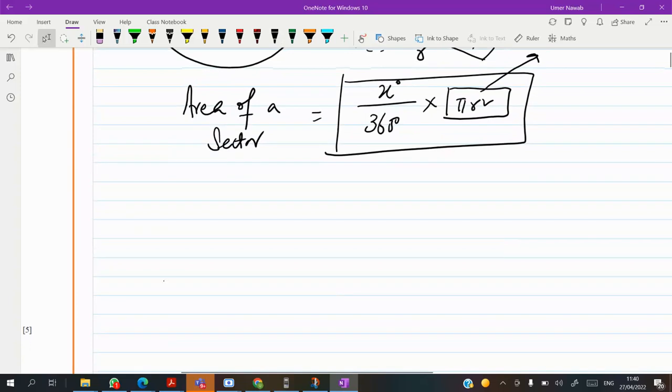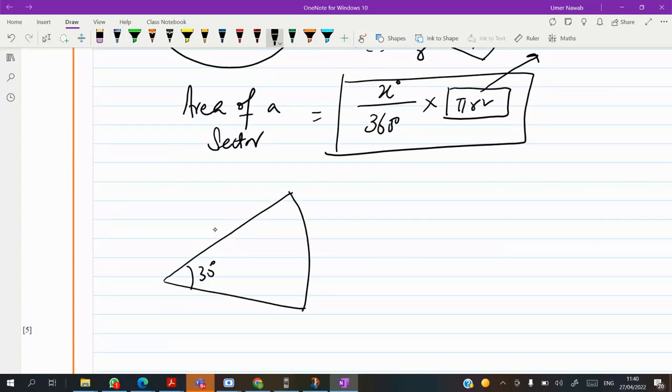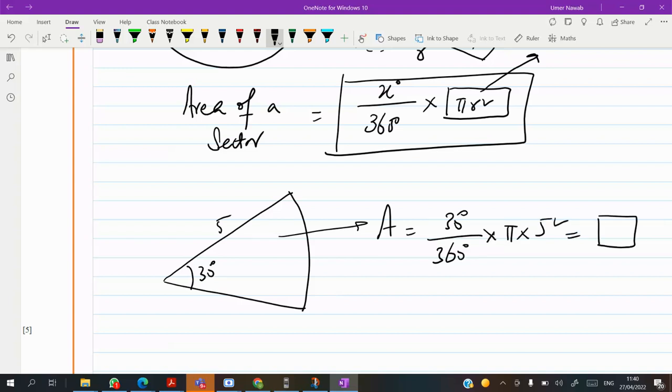So for the area of a sector, if he gives you this angle 30 degrees and the radius is 5 centimeters and I want to find the area, then the area is equal to 30 degrees divided by 360 times pi times 5 squared. Whatever the answer comes, that will be the area of this sector.